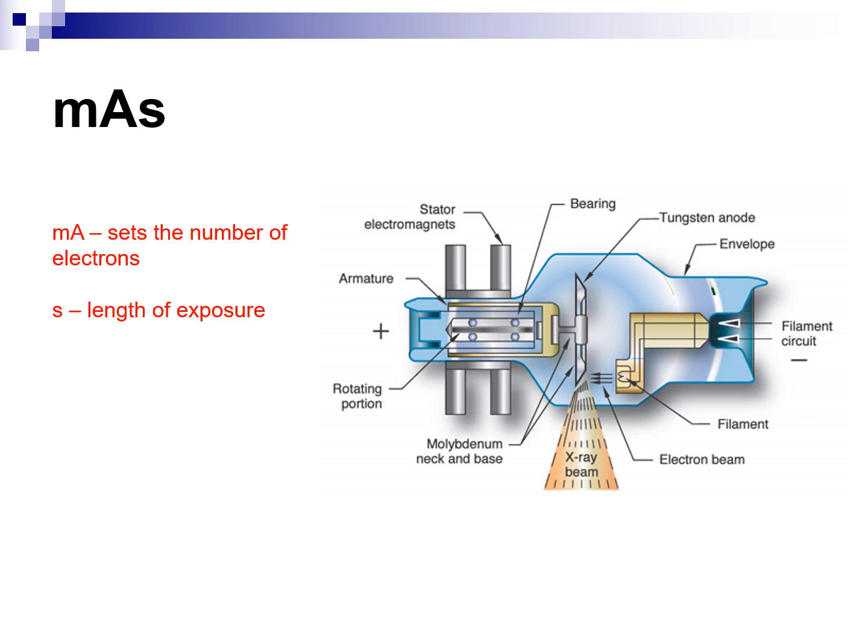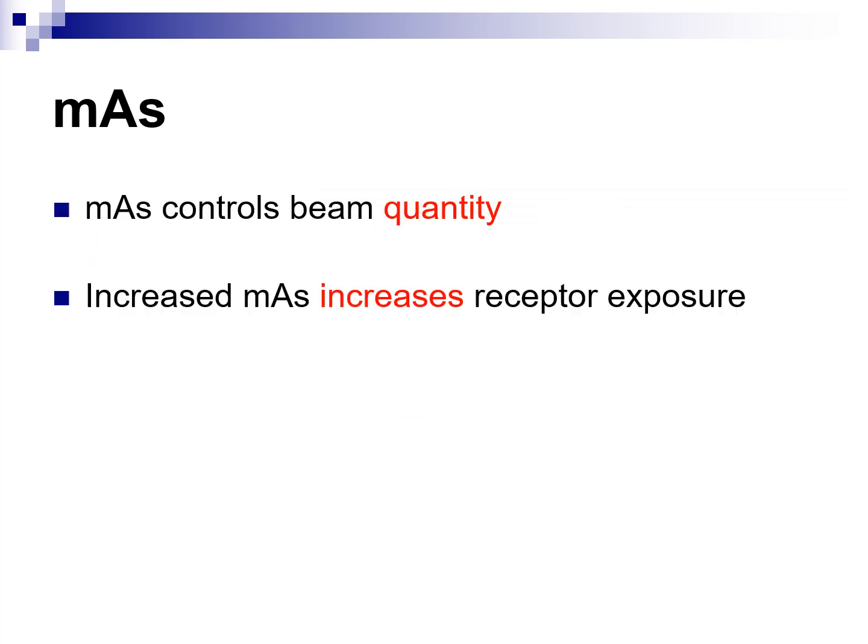Let's begin with mAs. So mA sets the number of electrons that we're going to send from the cathode to the anode, and that's the electrons that boil off the filament. Secondly, we have the exposure time, which is the length of time that the electrons will go from the cathode to the anode. Together, this makes up the mAs. mAs controls beam quantity, which is also known as intensity and exposure, or the number of X-rays. Increased mAs increases receptor exposure.